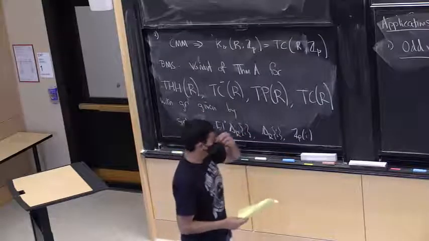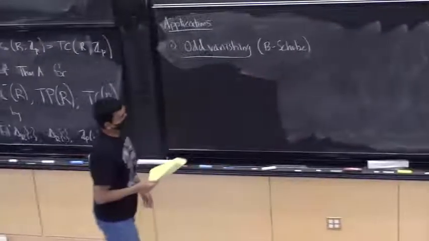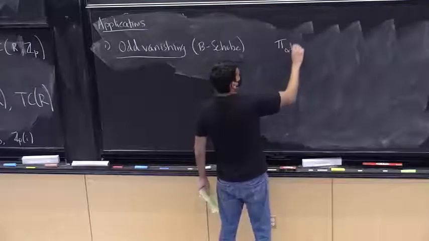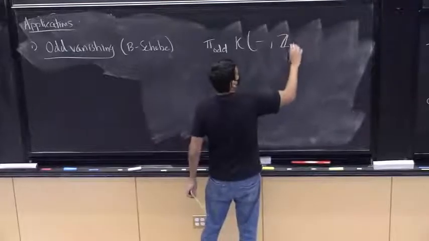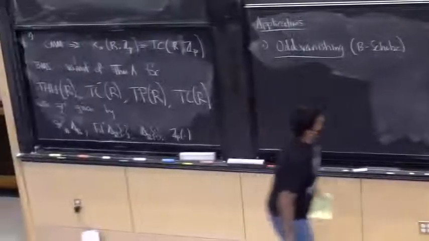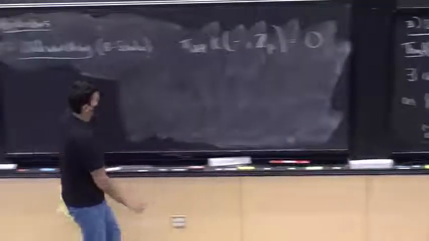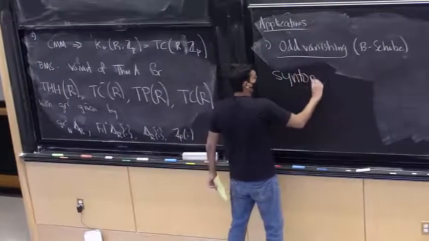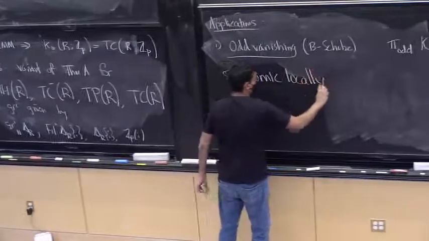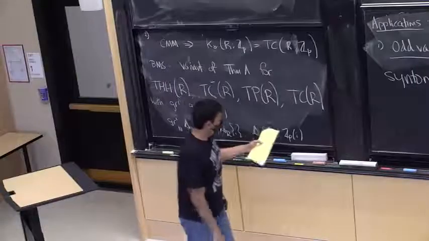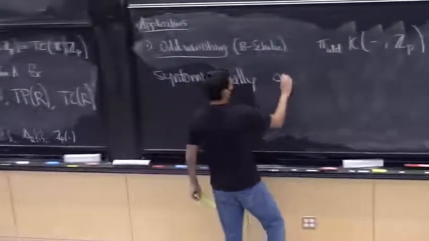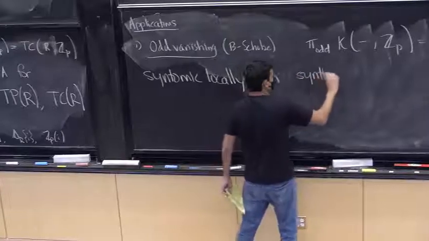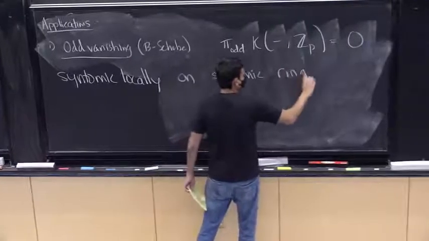This came out of computing syntomic homology using other techniques in prismatic homology and plugging that into this theorem over here. And here's the output. So the odd K-theory vanishes in a certain sense. This is syntomic locally. So the notion of locality is going to be the syntomic one, on syntomic rings. Okay, so the word syntomic is showing up in a lot of different places. I apologize for that.